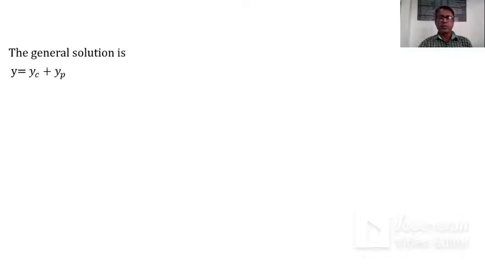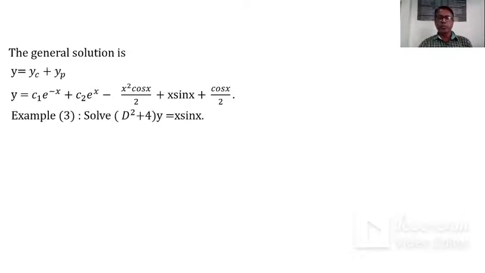And then we write the general solution: y is equal to yc plus yp, and y is equal to c1 e to the power minus x plus c2 e to the power x minus x square cos x upon 2 plus x sin x plus cos x upon 2. Now we see one more example of this type.